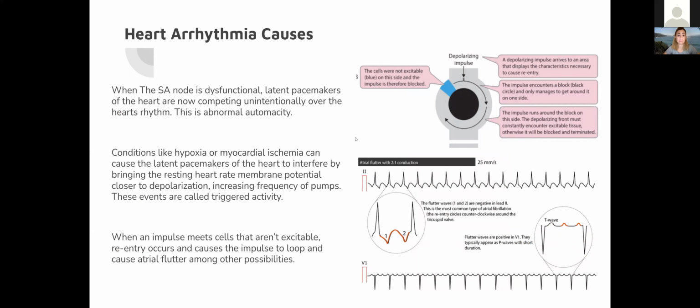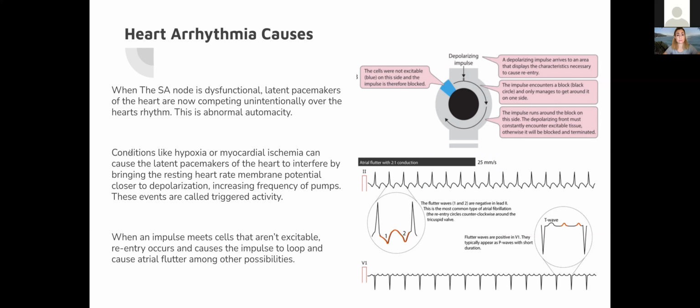Okay, so here are some examples of what actually causes the heart to enter arrhythmia. There's going to be abnormal automaticity, where the SA node, for example, could be dysfunctional and latent pacemakers. It could be the AV node, possibly. It could be surrounding Purkinje fibers, and any other of the latent pacemakers of the heart are now going to be competing unintentionally over the heart's rhythm.